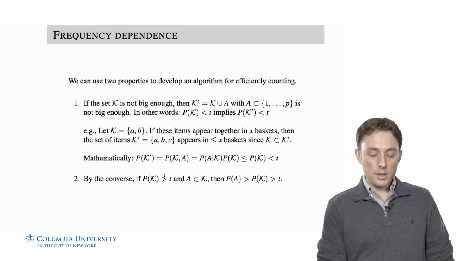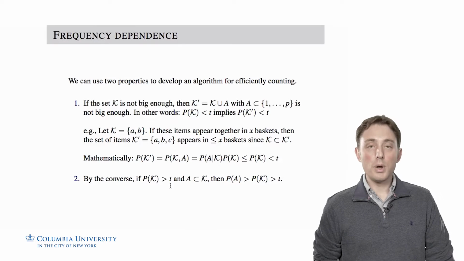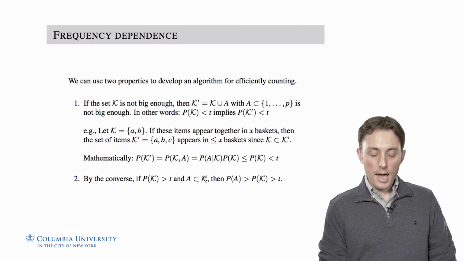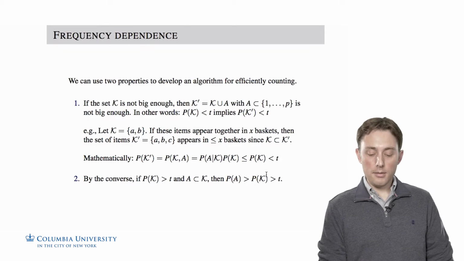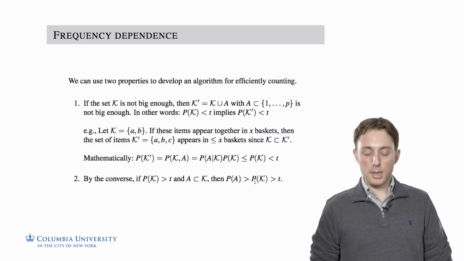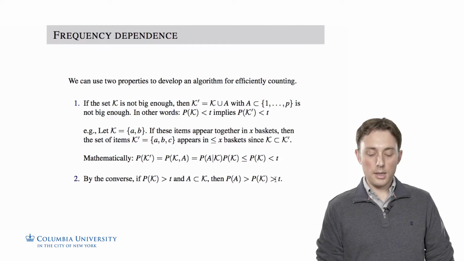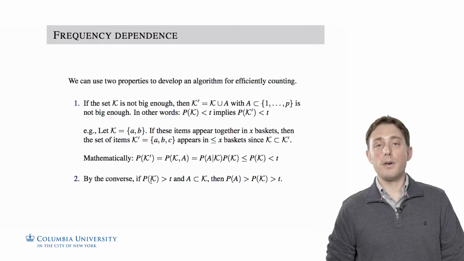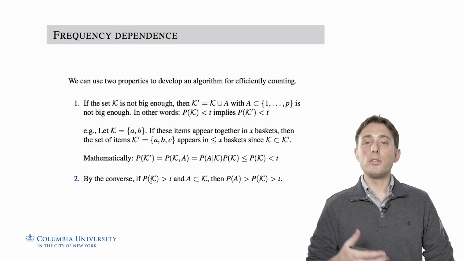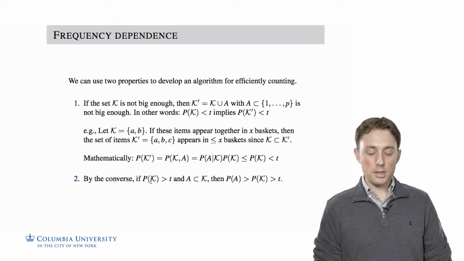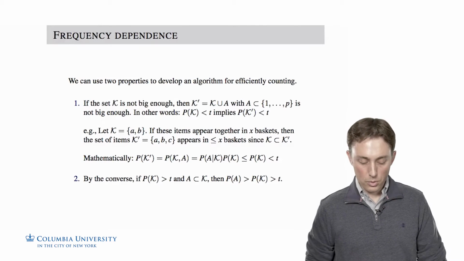By the converse, if P of K is greater than T and A is a subset of K, then we automatically know that P of A has to be greater than P of K, which has to be greater than T. So if K satisfies our threshold, then all subsets of K have to also satisfy our threshold. That's kind of the inverse of the first logical rule.